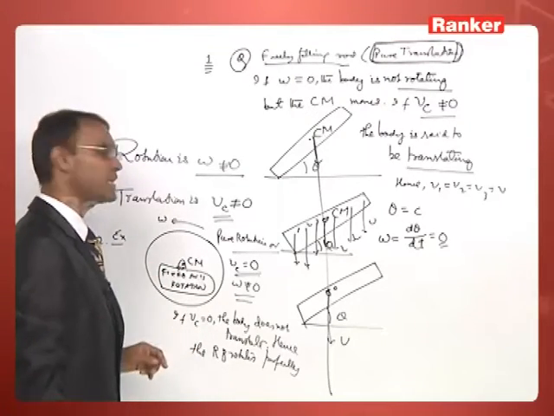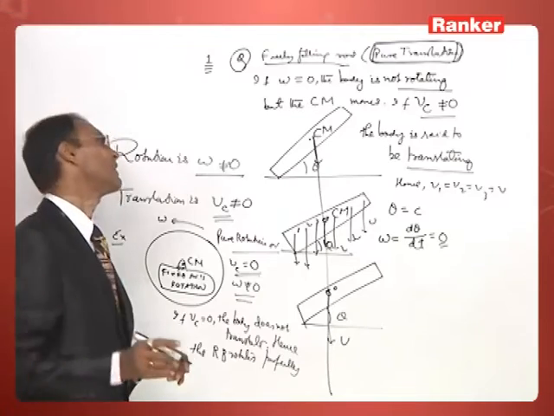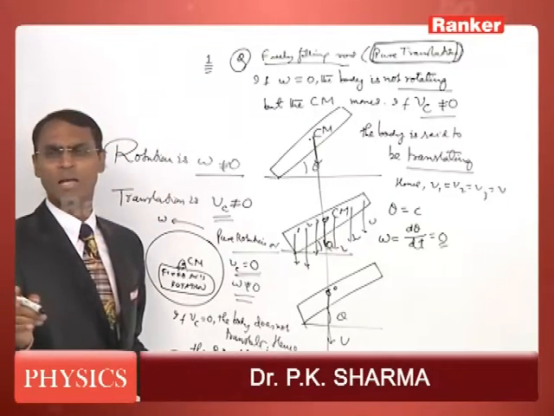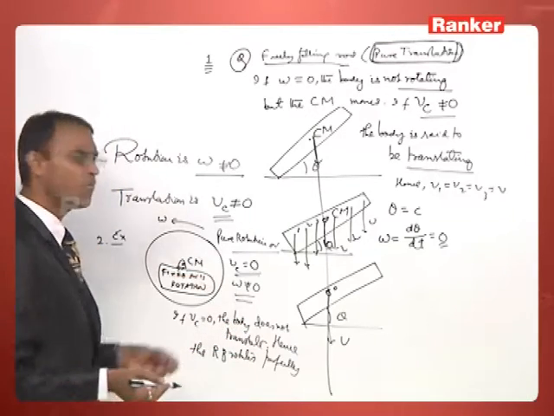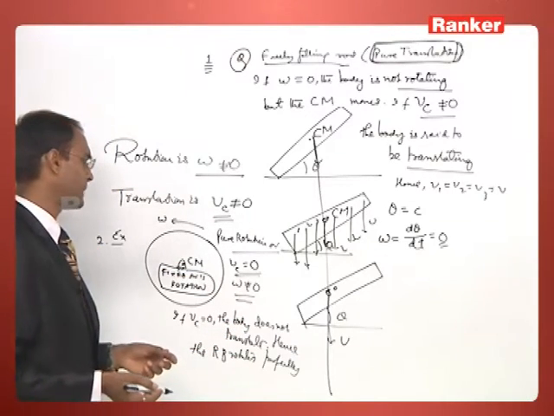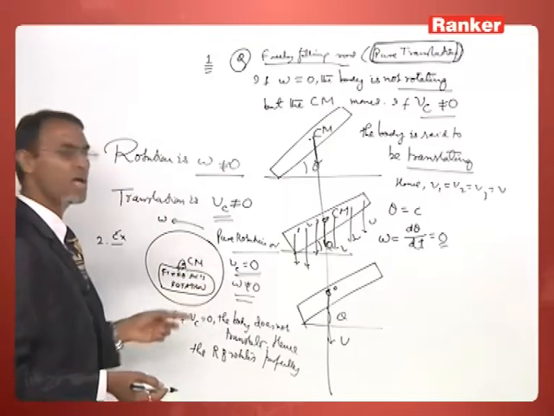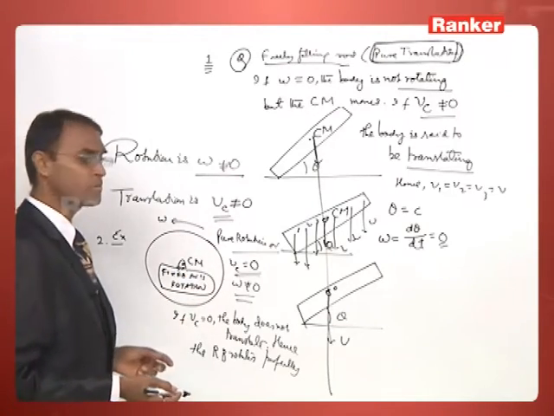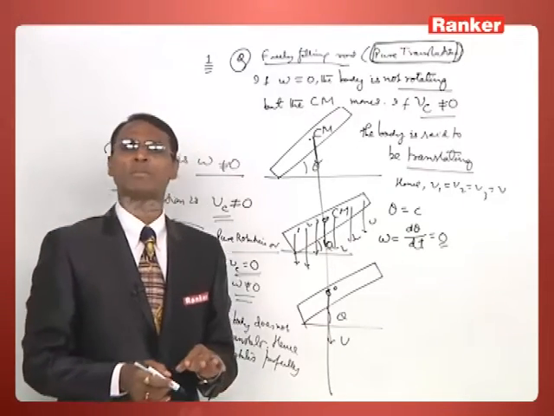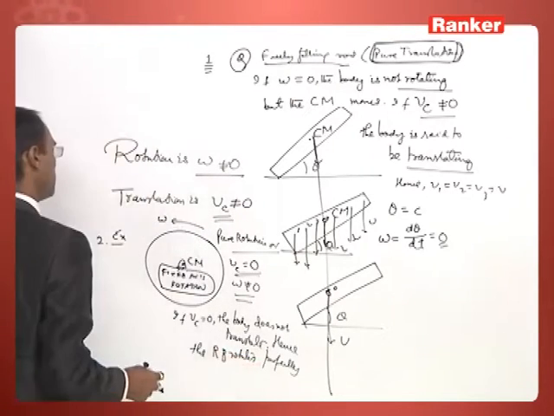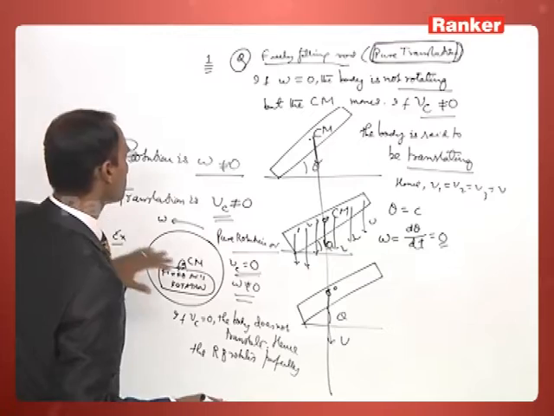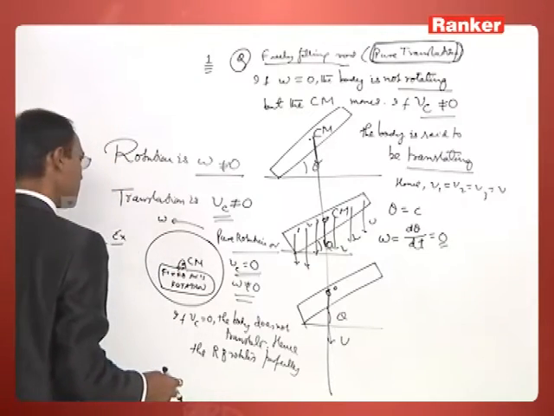Fixed axis rotation, for instance, our ceiling fan or table fan, they are fixed axis rotation because the center of mass doesn't move, while the angular velocity is not zero, the RPM of the blades is not zero. Then we will talk about the third type of motion of the rigid body.